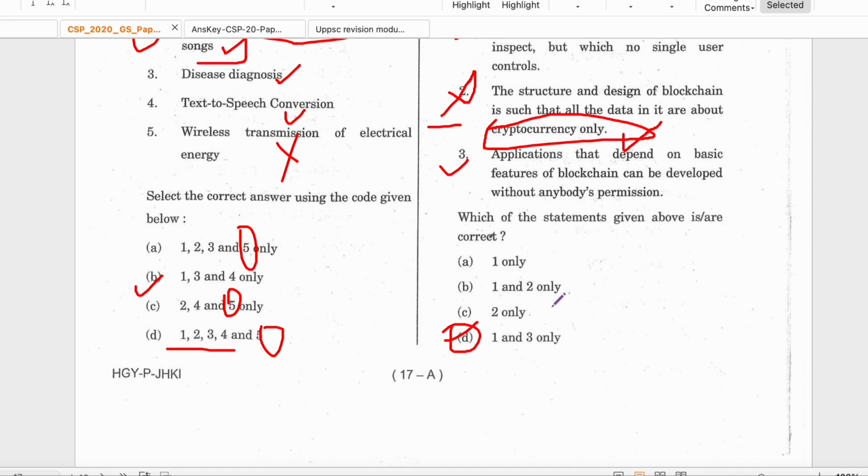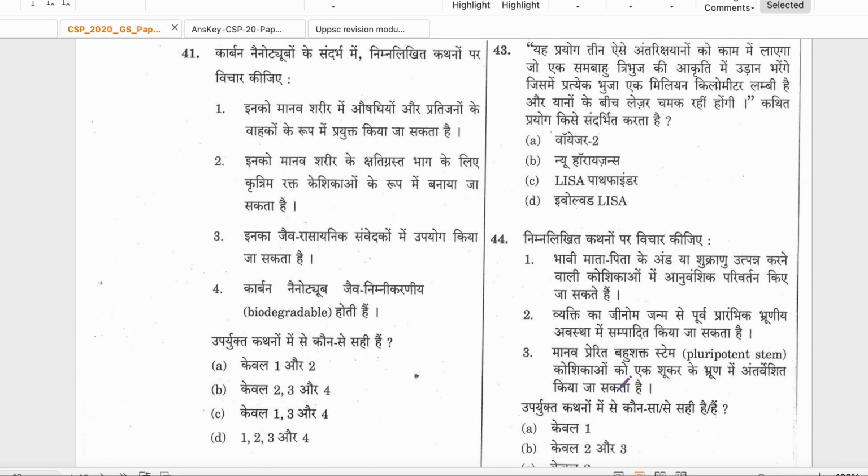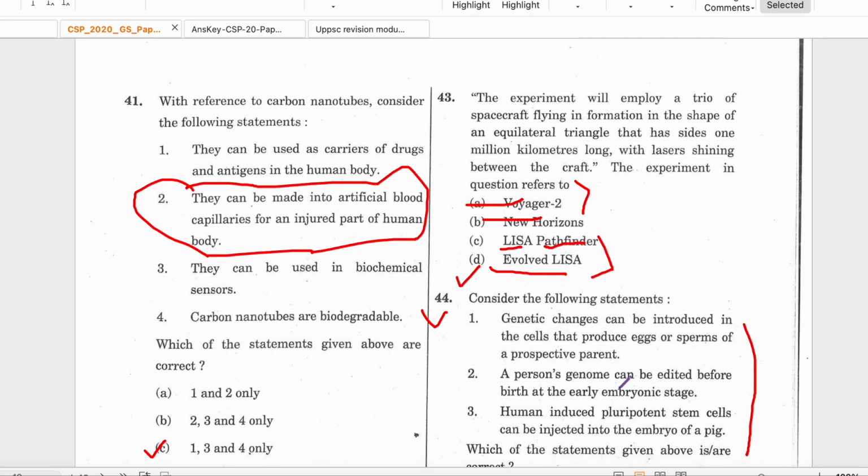So don't think like a student. If you think like a student in the examination hall, most of the questions will be wrong. If there is a question of science and technology, think like an innovator. If there is a question of schemes, think like an administrator. If you have this kind of thinking, you will be able to get the maximum questions correct.